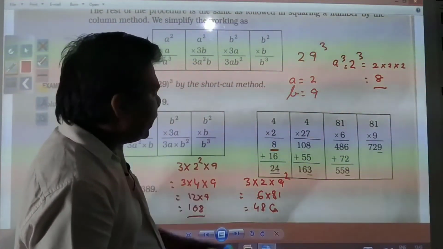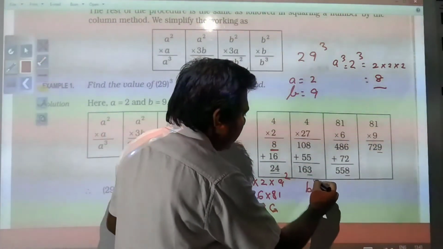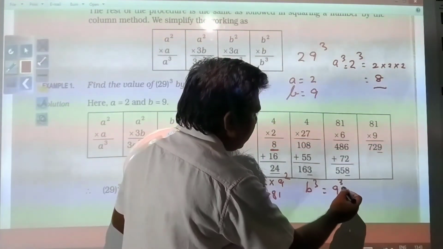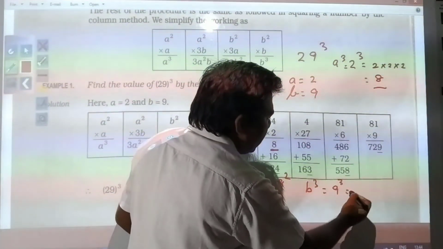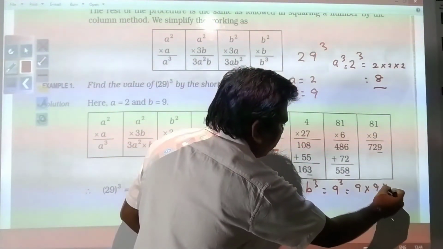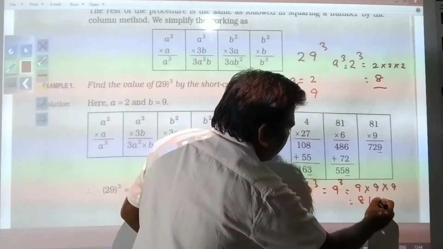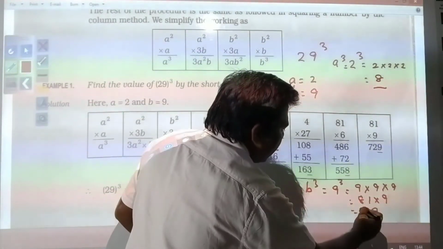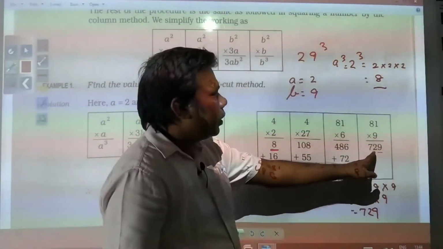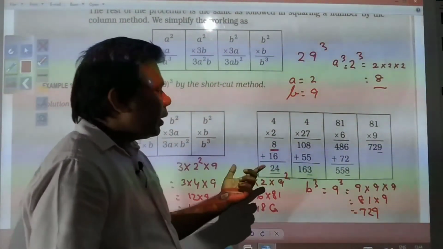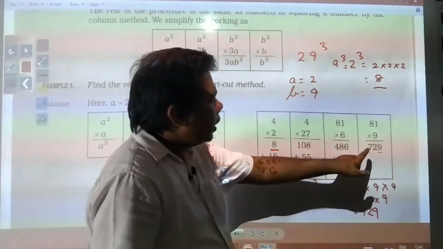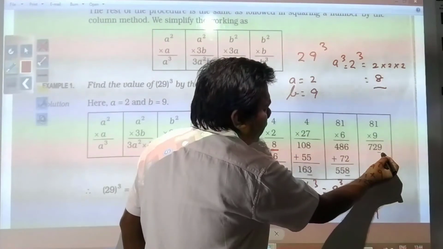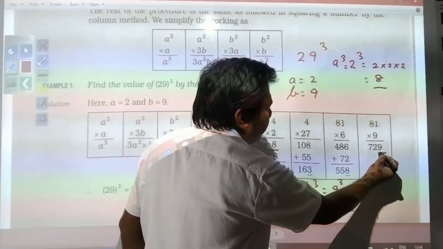And then you have b cube. B cube means 9 cube. 9 cube means 9 into 9 into 9. It means 81 into 9, and that will be 729. You have got 729. Now what is to be done? Here you see 729 you have got. This first digit, the unit digit, is required to be underlined.